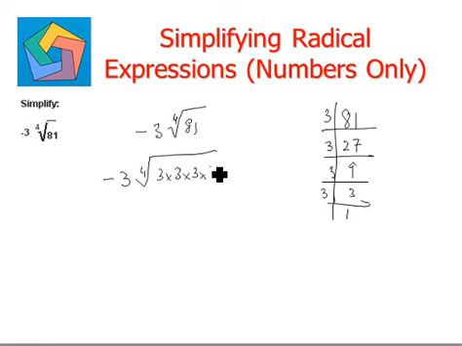Now the index given is 4. So we have to make a group of 4 numbers inside the radical to make them move outside. So here all the 4 can be clubbed together and they come out as a single 3, and inside the radical we are left with nothing. So we don't put the radical sign. So negative 3 times 3, that is negative 9, is the final answer.